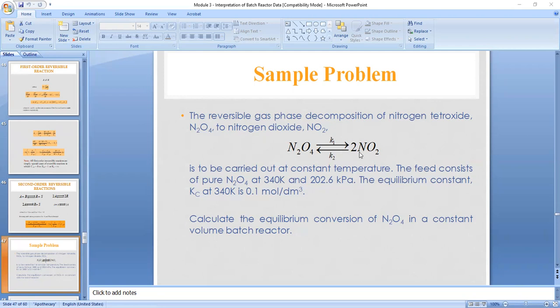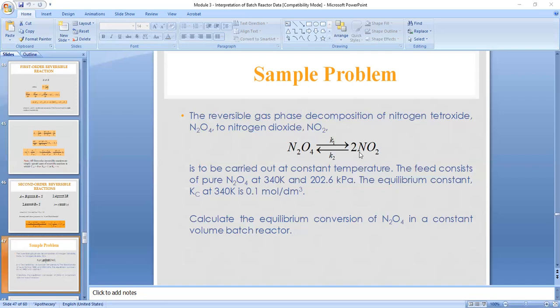Now, this problem is carried out at constant temperature. Your feed consists of pure dinitrogen tetroxide at 340 Kelvin and 202.6 kilopascal. The equilibrium constant at 340 Kelvin is given at a value of 0.1 mole per decimeter cube. You are to calculate the equilibrium conversion of dinitrogen tetroxide in a constant volume batch reactor.